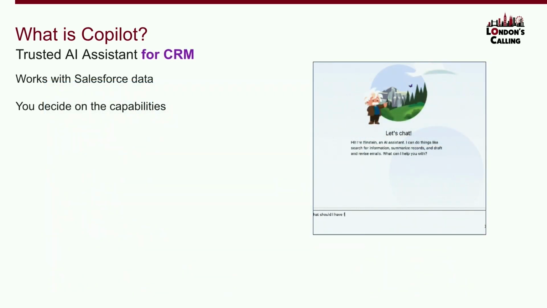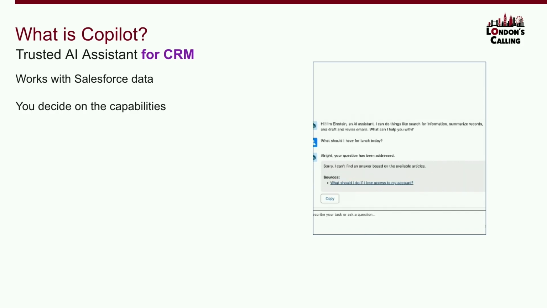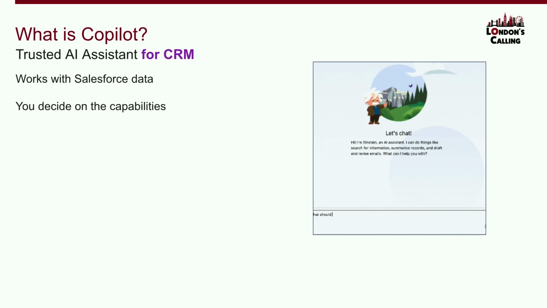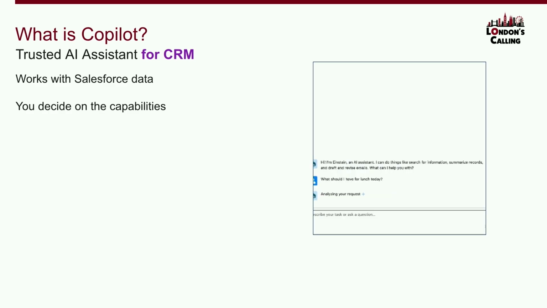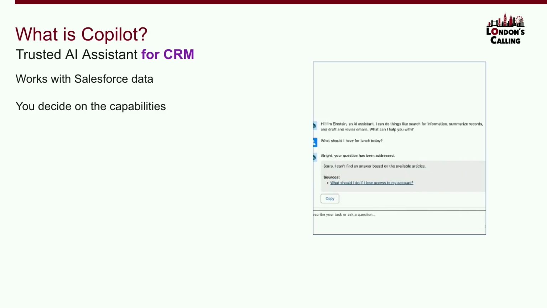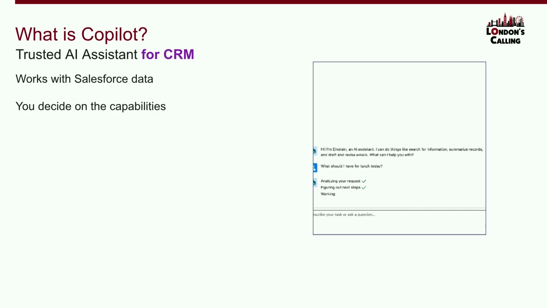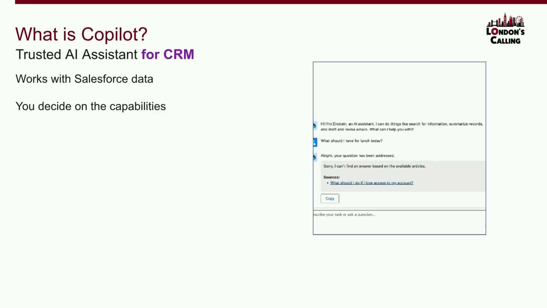And the previous thing, it's a trusted AI assistant for CRM. So it's not ChatGPT, right? It works with your Salesforce data. You decide on the capabilities. Ask it what you should have for lunch, and it won't have any idea. It'll give you just a really unhelpful knowledge article saying, is this any good? It wants to help, but it needs to have the data. So you could get it to tell you what you have for lunch, but you would have to track the contents of your fridge in Salesforce, and you'd have to have a custom action that looks at that and then ask the LLM, given these ingredients, what can I have for lunch?